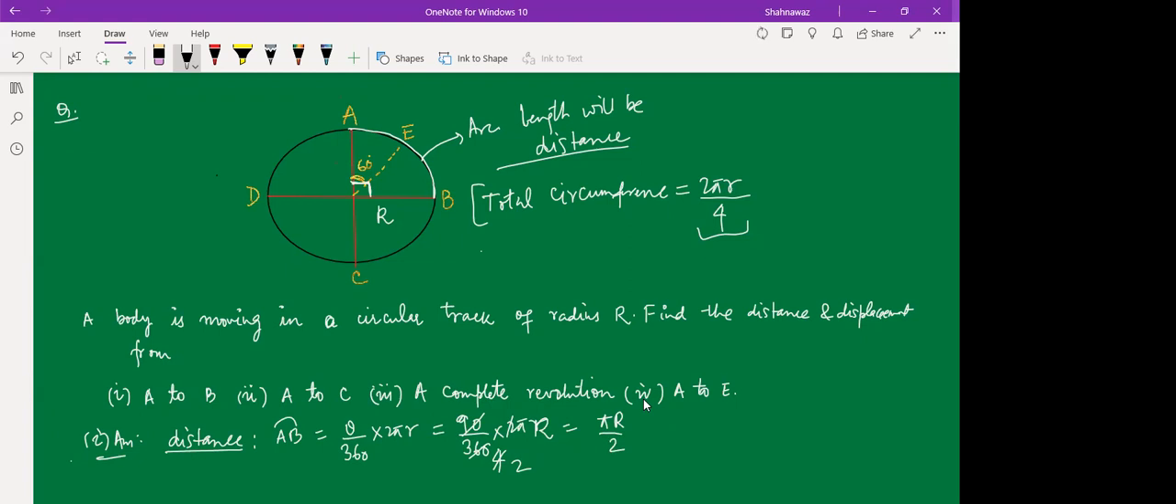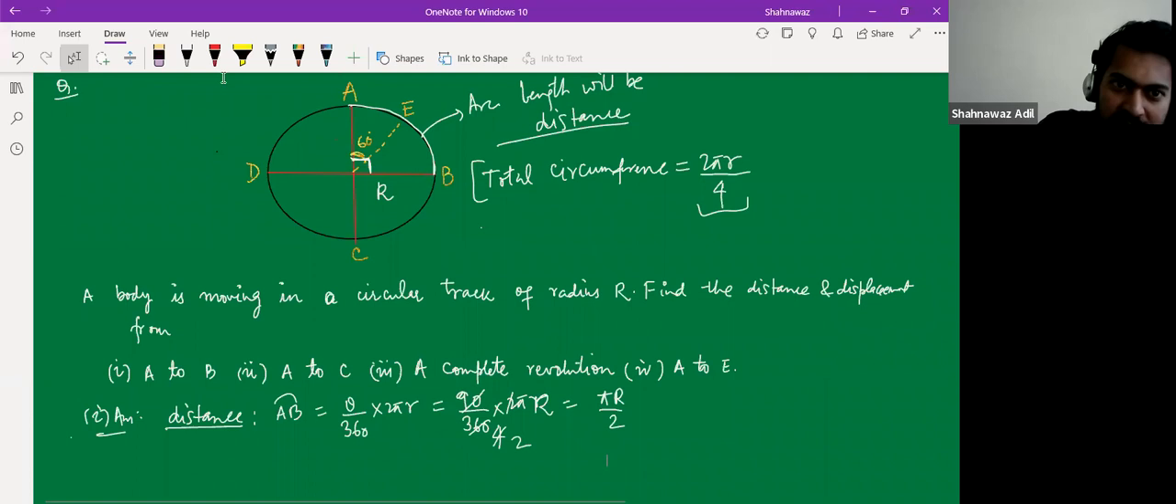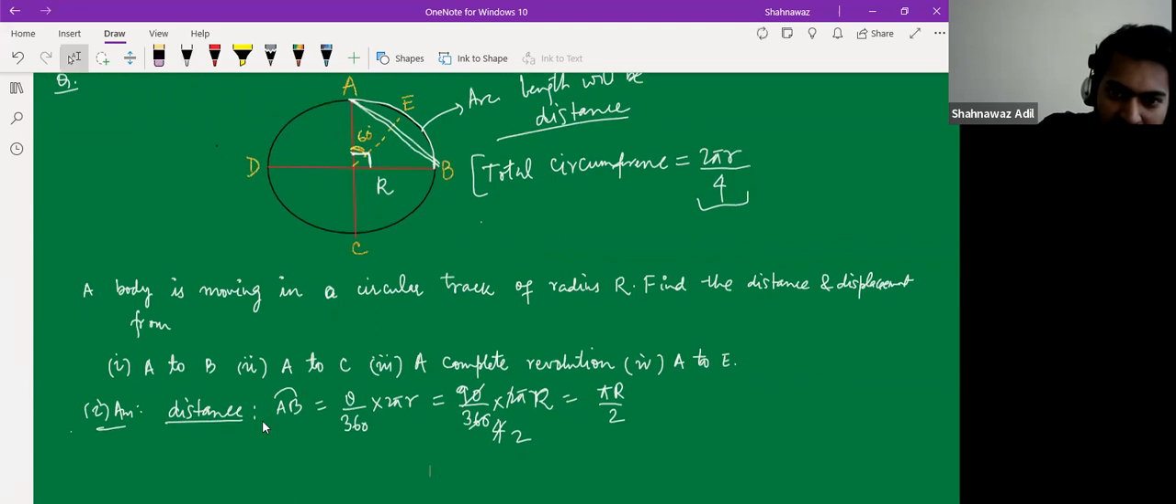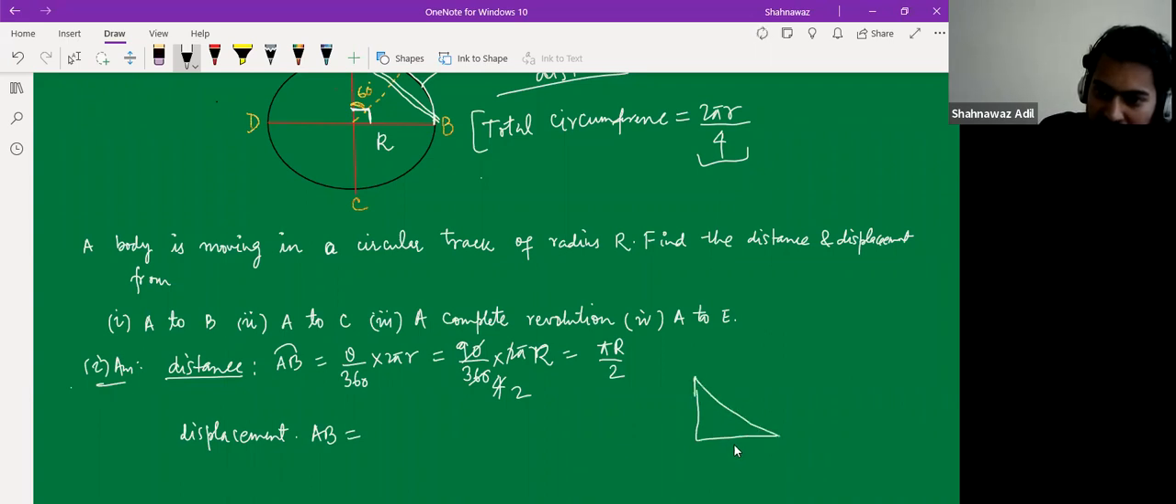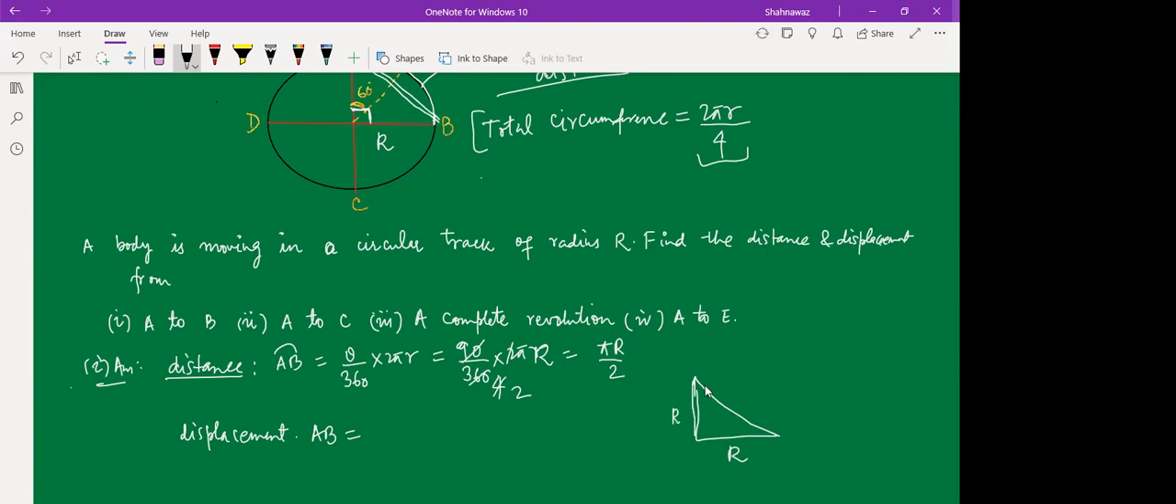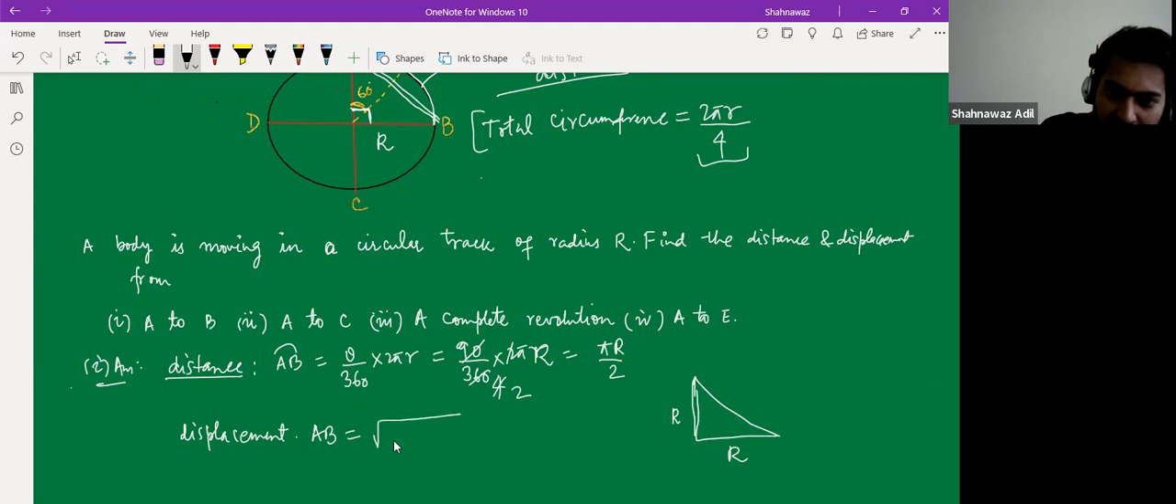Okay. Yes, sir. And for displacement, we have to calculate what? We will have to calculate this length. Oh, sorry, this straight line. So for displacement, what will be the resultant diagram? Let's say this is the diagram. This length is R and this length is R. Yes, right. So we have to calculate this length. So this will be root of R square plus R square. So this will be 2R square. So this will be root 2 R. Understood?